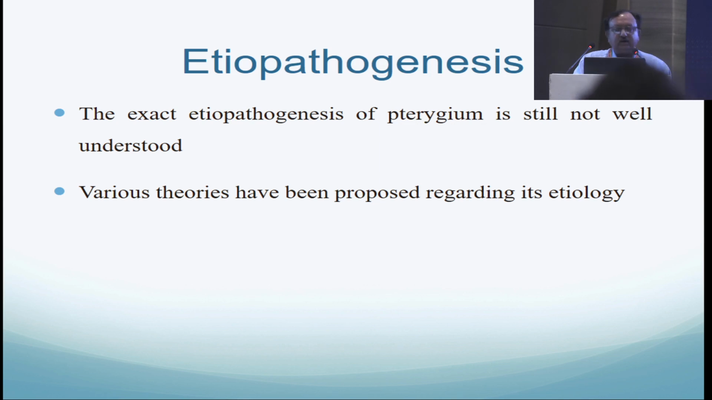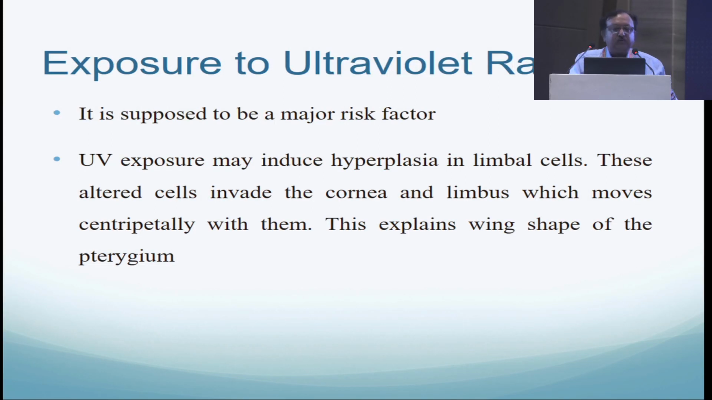The exact etiopathogenesis of pterygium is still not well understood. However, various theories have been proposed regarding its etiology. Exposure to ultraviolet radiation is supposed to be a major risk factor. Ultraviolet exposure may induce hyperplasia in limbal cells. These altered cells invade the cornea and limbus, which move centripetally with them. This explains the wing shape of the pterygium.